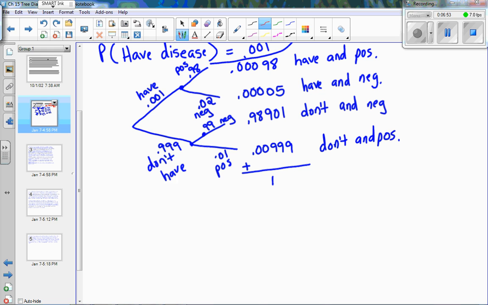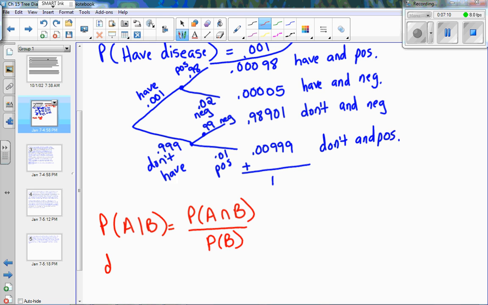Now, as a reminder, our definition of conditional probability is the probability of A given B equals the probability of A intersect B over the probability of B. And this is a definition of conditional probability. Okay, so we're going to apply that right here.